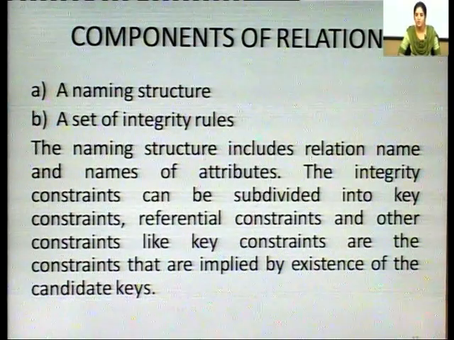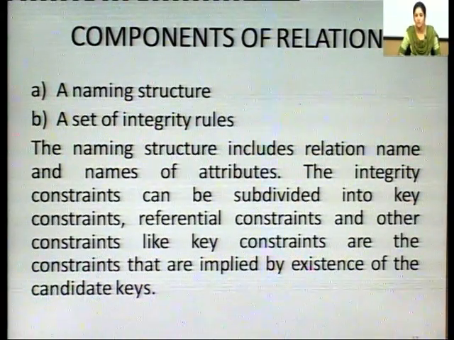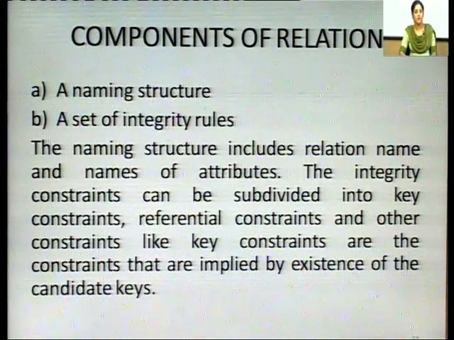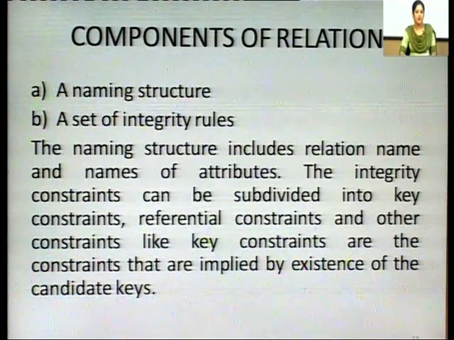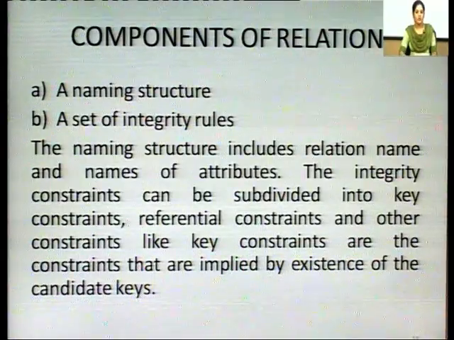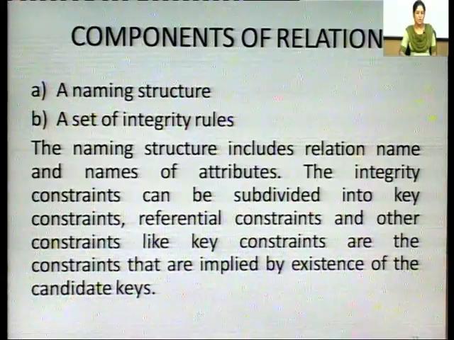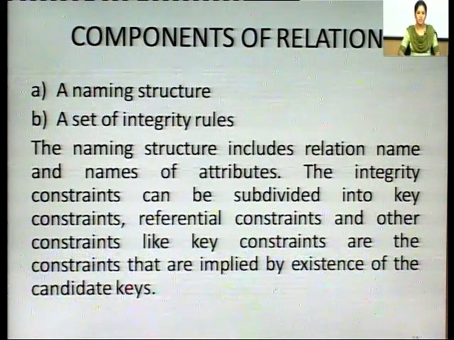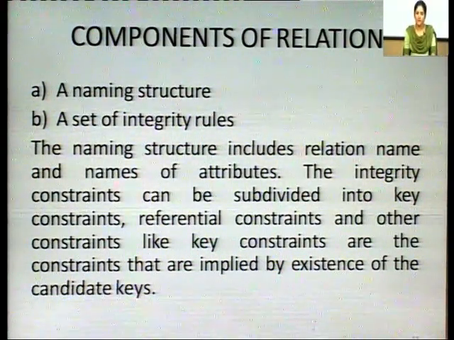And the other thing, a set of integrity rules, specifies certain rules and regulations which are to be applied on the data which will be stored in your database. The integrity constraints can be further subdivided into various constraints which are key constraints, referential constraints and other constraints. Key constraints are the constraints that are implied by the existence of candidate keys. If you have candidate keys in your table, only then will you use the key constraints. If you do not have candidate keys, then this constraint cannot be applied on the table. So these are the components of a relation: a naming structure and a set of integrity rules.